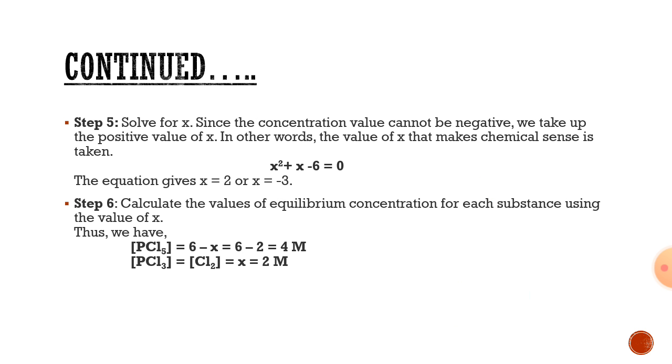Calculate the equilibrium concentration for each substance using the value of x. When we put in x equals 2, we get the reactant as 4 M and the products as 2 M.